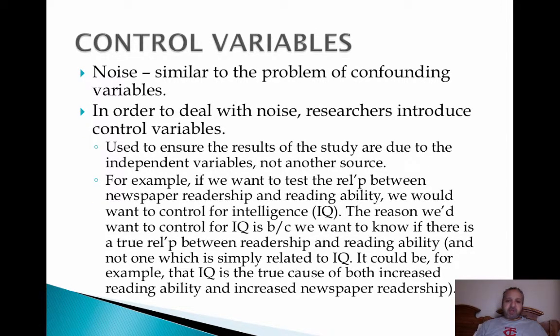So discrete variables and continuous variables. A very important kind of variable is the control variable, and the control variable is important because it helps us eliminate confounding variables.